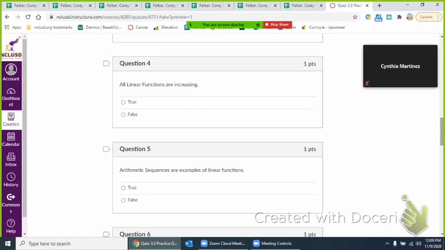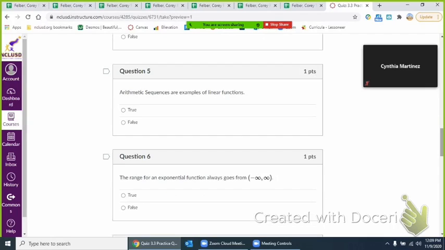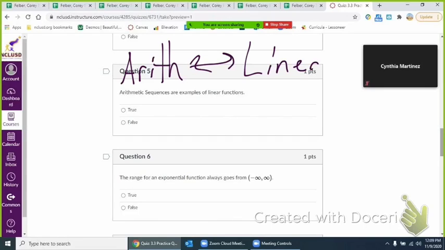All right, when you get to question 5, arithmetic sequences are examples of linear functions. This is something I expect you guys to remember. We talked about this in chapters 1 and 2. Arithmetic and linear, those are synonyms. They're like the same thing.